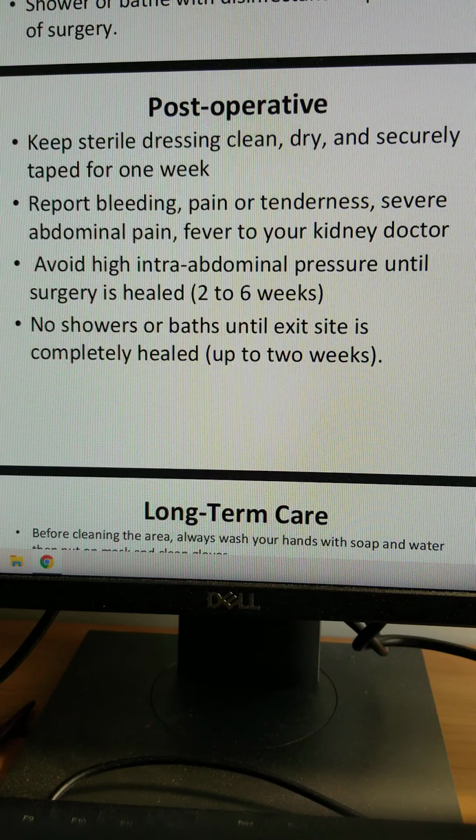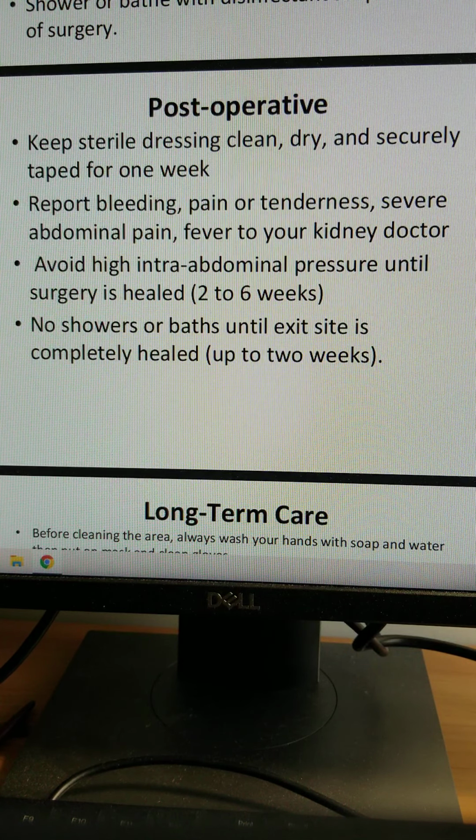Post-operation care. Keep the sterile dressing clean, dry, and secure. Tape for 1 week unless there is drainage or bleeding. If the dressing is soiled, please contact your PD nurse for a dressing change. Report any bleeding, pain, or tenderness, severe abdominal pain, or fever to your kidney doctor immediately.